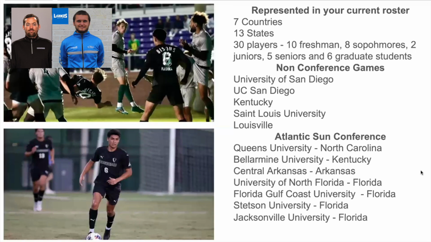I guess at the closing point for this slide, like what I said at the start, on your team, 7 countries, 13 states, 30 players. Some of the teams you played this fall: UC San Diego, Kentucky, Louisville, Florida Gulf Coast, Central Arkansas. For our players, how important is it that they watch college soccer and understand the level you guys are playing at and the competitiveness of your roster, for them to understand if an NCAA Division One school is the right fit for them, and also what they need to do to get to that level if that is what they want to do?